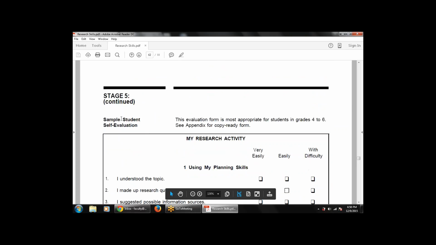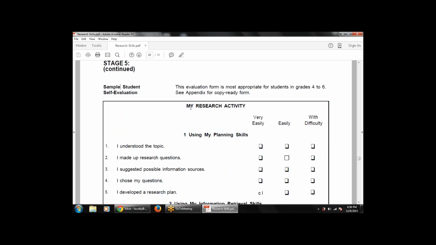The next is a sample student self-evaluation. This is also one of the techniques, showing how students can self-evaluate their concepts. This is a sample that is given. This evaluation form is most appropriate for students in grades 4 to 6. See the appendix for the copyright form. This is my research activity. Rate it as very easily, easily, or with difficulty.